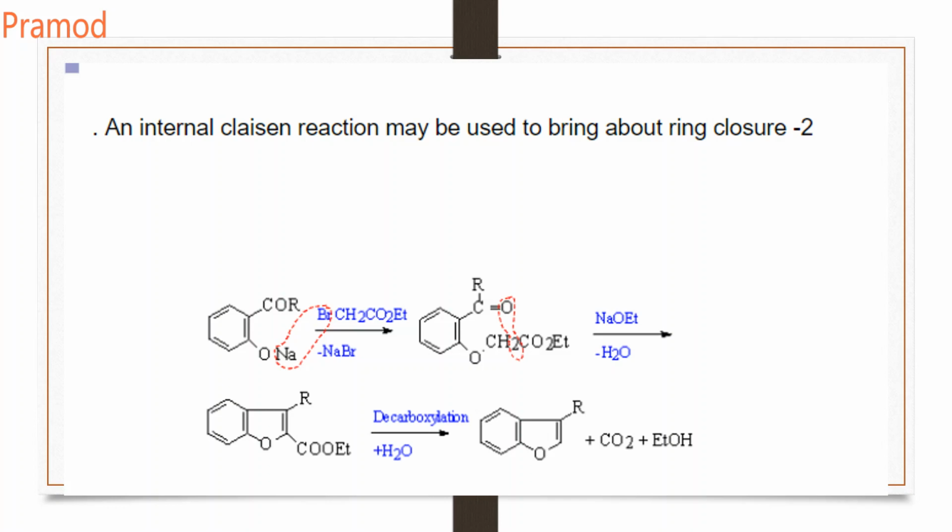You treat it with, that is, Claisen condensation. So you take an acyl phenol, an acetophenone, and you treat it with an ester, a bromoethyl ester. When you treat it with sodium methoxide, it undergoes a cyclization ring closure reaction, followed by hydrolysis and decarboxylation to give your substituted benzofuran.